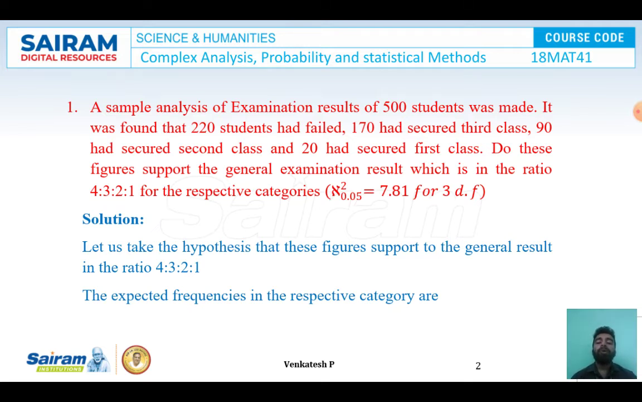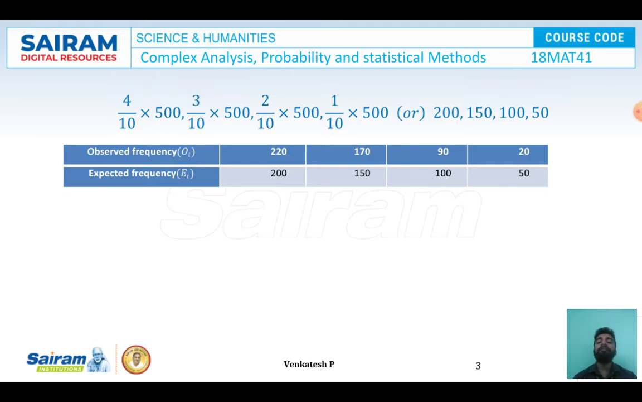Now I am going to calculate the expected frequency of the given problem. By calculating the expected frequency, what will I get? 4 divided by 10 into 500, the first ratio. The second ratio, 3 by 10 into 500. The third ratio, 2 by 10 into 500, and 1 by 10 into 500. After simplifying this, you'll be getting 200, 150, 100 and 50.